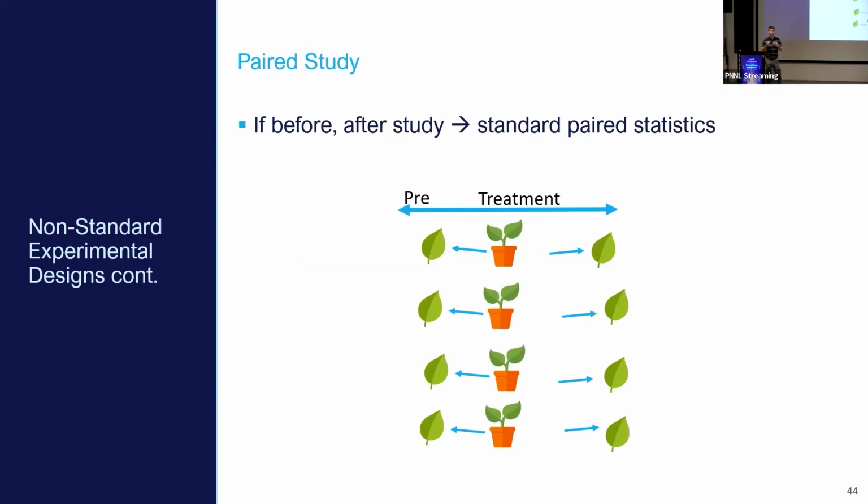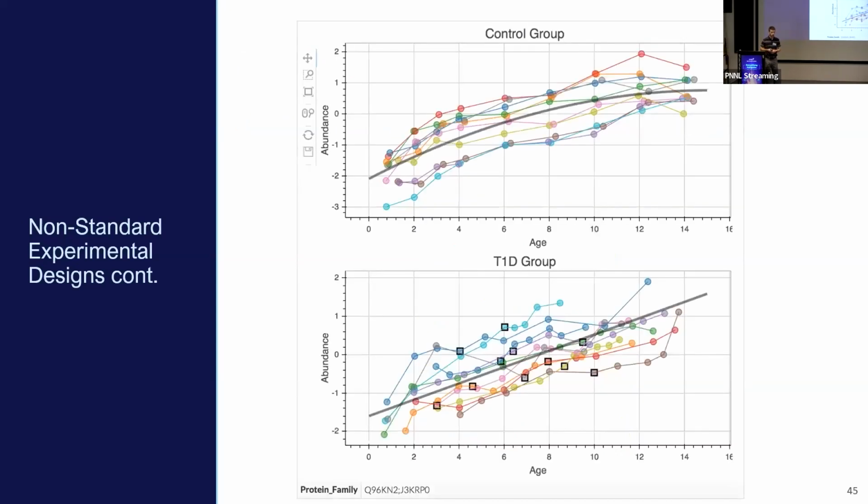Some types of non-standard designs include things like a paired study, where if we're looking at a before and after, we'd be looking at a paired statistic. For example, if we were measuring a leaf, and then we applied some type of treatment, and then we looked at the exact same leaf after the fact to see if there were any changes, and we did that for multiple leaves, that would be a paired study. We would also be looking at a longitudinal analysis.